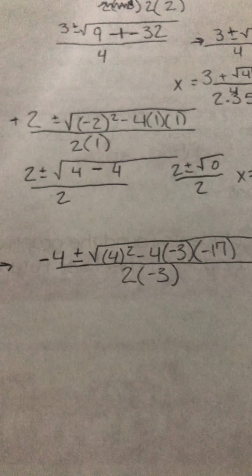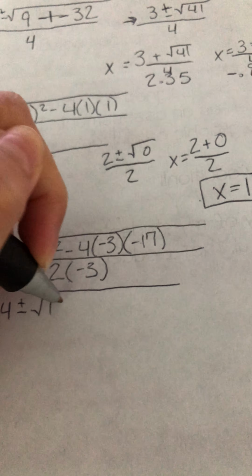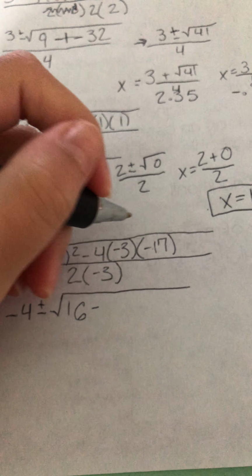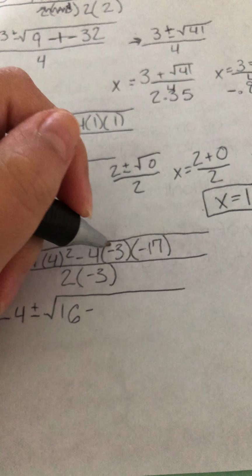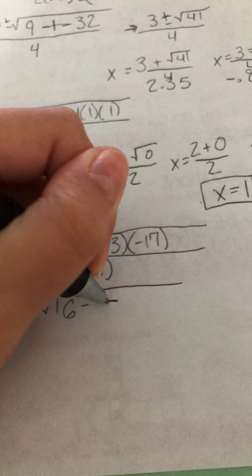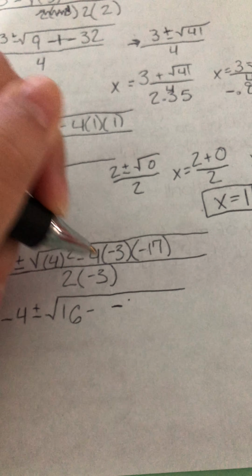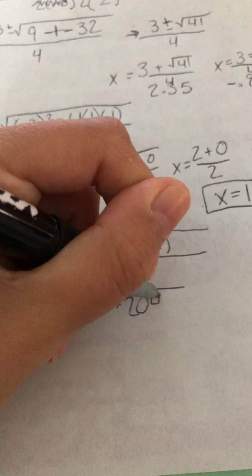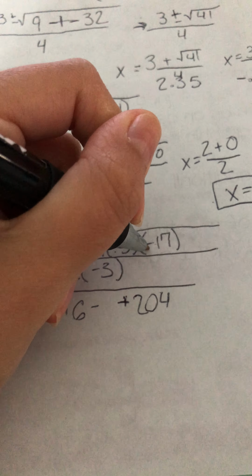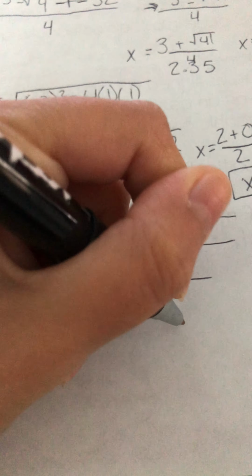So, negative 4 plus or minus 4 squared is 16, minus 4 times negative 3 is negative 12, times negative 17 is positive 204. Because you have 4 times a negative 3, that's negative 12, times negative 17 is positive 204. And we have to carry down that subtraction sign in between.